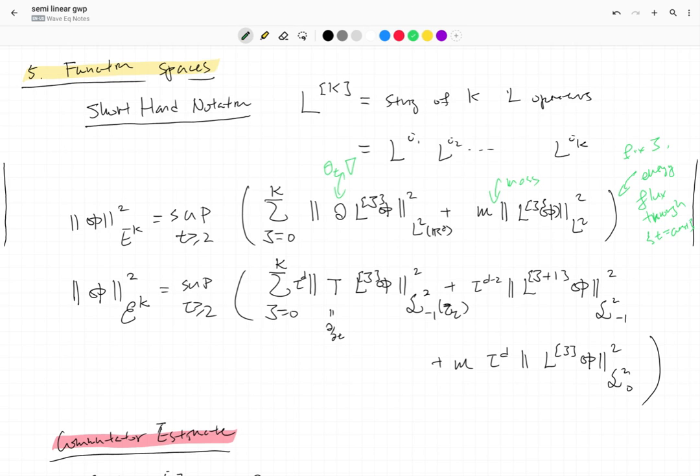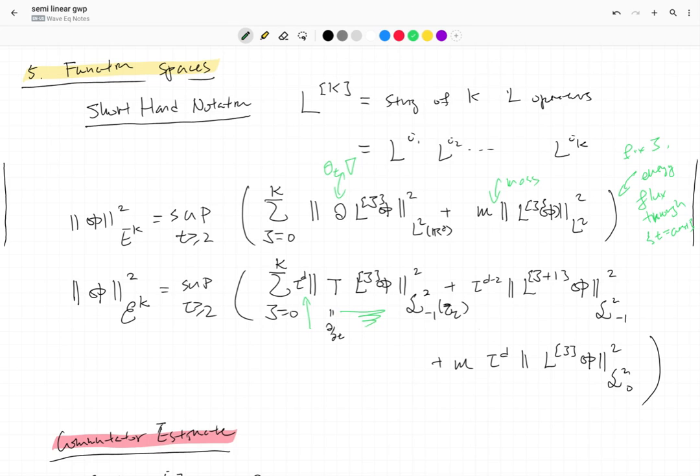Here we have again summing from J equal to 0 to K, so up to the kth order L derivatives. In this formula we have the time derivative part showing up here, which comes with a tau to the d weight as we expect. So this will be the Lj derivative acting on phi, its time derivative, integrated along the hyperboloid in the L2 minus 1 weighted norm, and multiplied by tau to the power d.